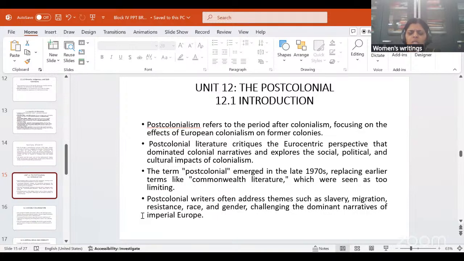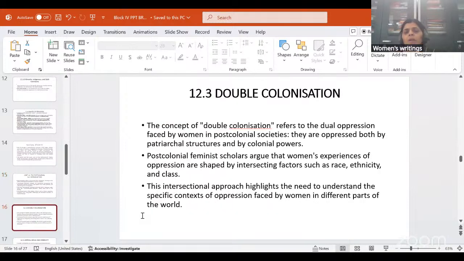so is it only countries which struggled, suffered? Not only countries, but the more you go through deductive method and try to understand, women are the more sufferers even in the post-colonial conditions. So let's see what exactly happened. Double colonization. The concept of double colonization refers to the dual oppression faced by women in post-colonial societies. They are oppressed both by patriarchal structures and by colonial powers.